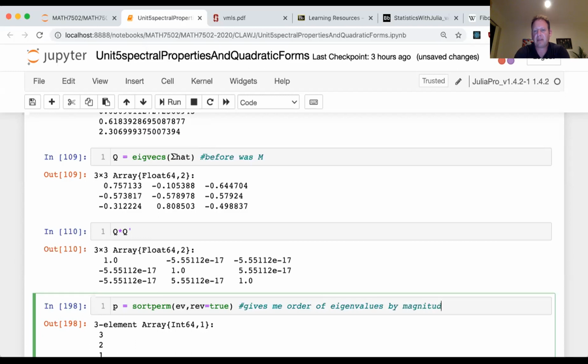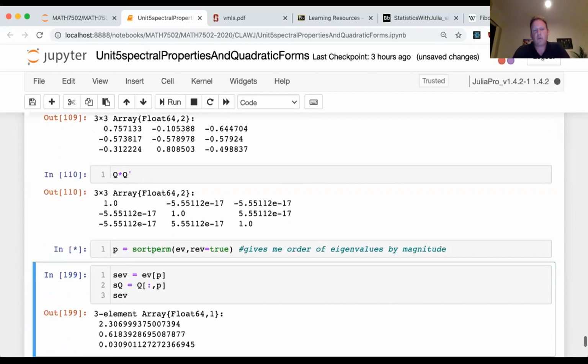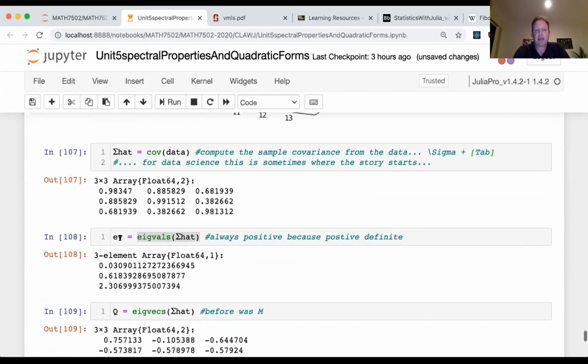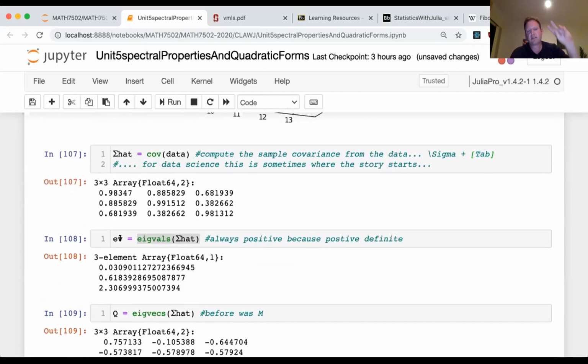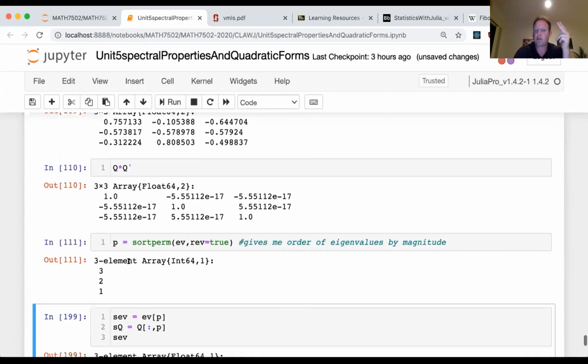So I basically want, with the flag reverse true, so I know that the third one is the highest value, the second one is the second highest value, and the first index is the lowest value. Because when Julia returns eigenvalues, it actually sorts them in the reverse manner. I could have just reversed, but it's better to really sort them according to the order.